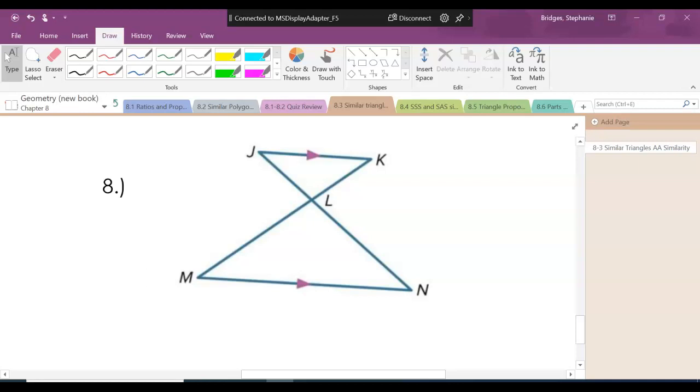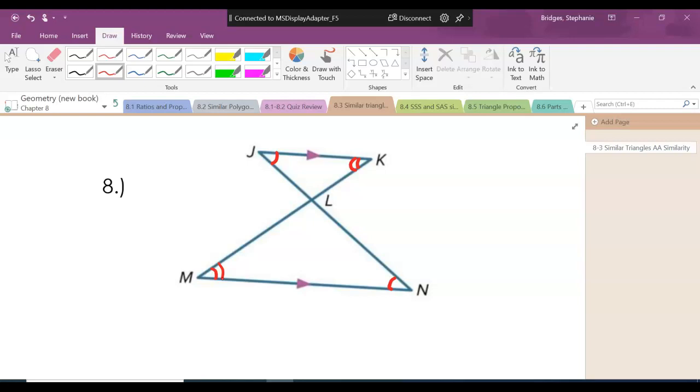On this one, my JK and MN are parallel. Be very careful here. This one's a little bit different than 7. Which angle is going to be the same as J? N. Okay, alternate interior angles. Those two are the same. What angle is going to be the same as K? M. Okay, alternate interior. So make sure when you're making your markings, in this picture, it's alternate interior. In number 7, it was corresponding. So different types of angles, both congruent, but different angles.